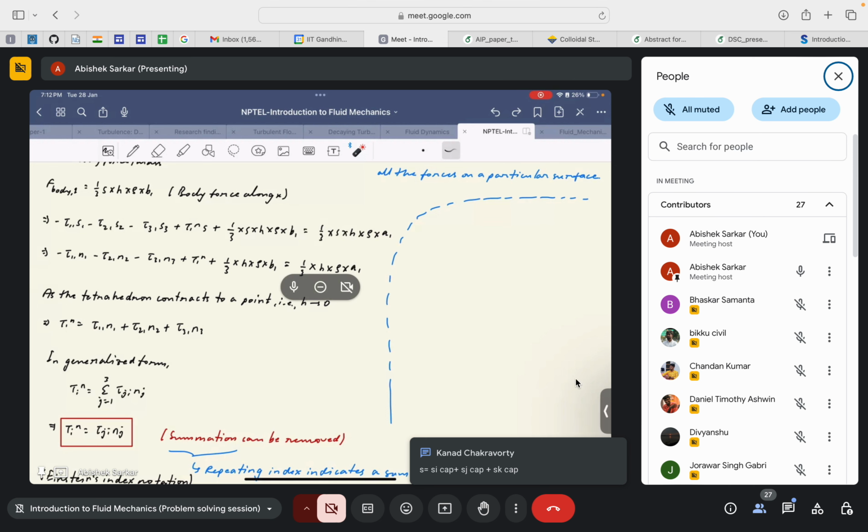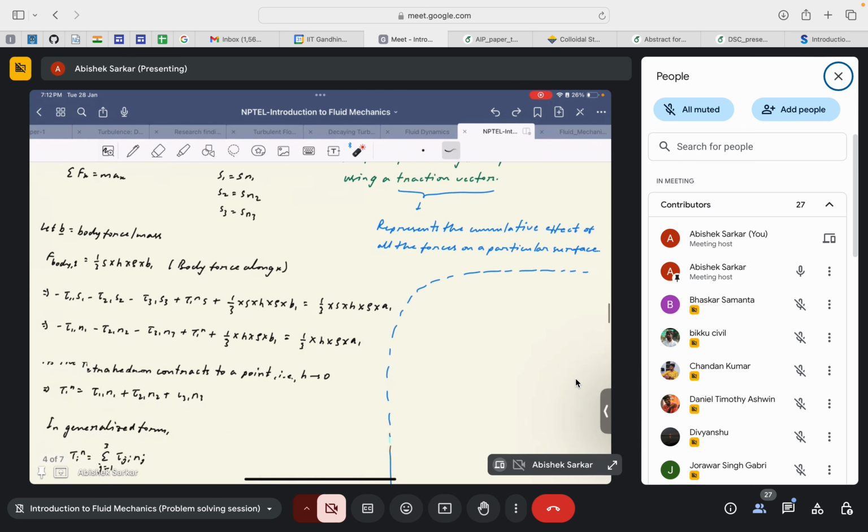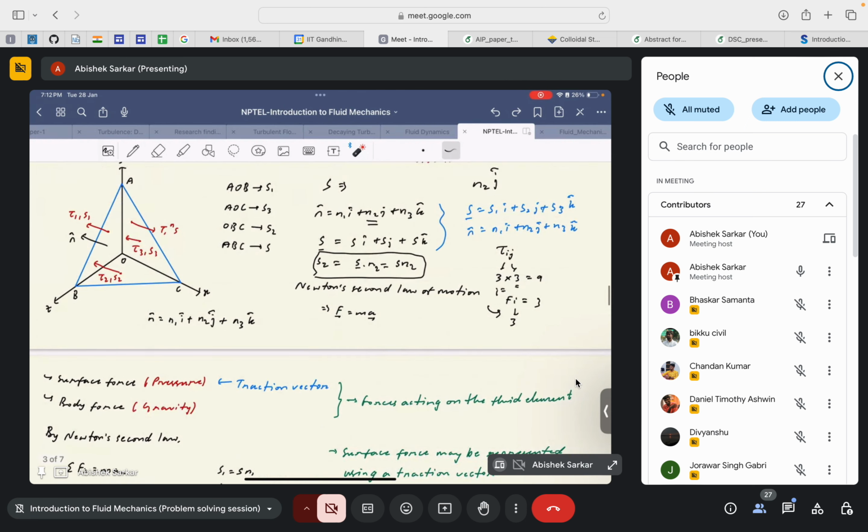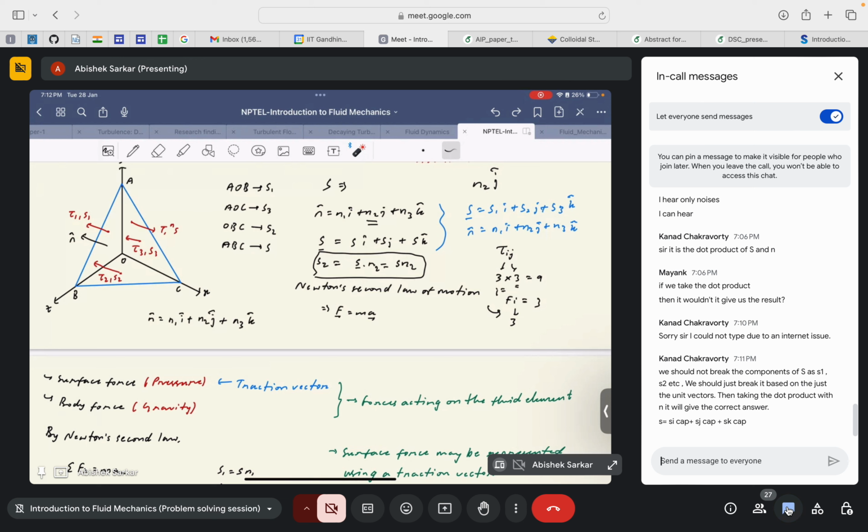S cap equals S_i i cap, S_j j cap, S_k k cap. That's what I have written here, but I'm not entirely sure whether this is correct. This part is clear and I know you need to take a dot product, but I'm just not able to clarify it in a better way. I was being confused, but I'm just seeing Kanad's explanation.